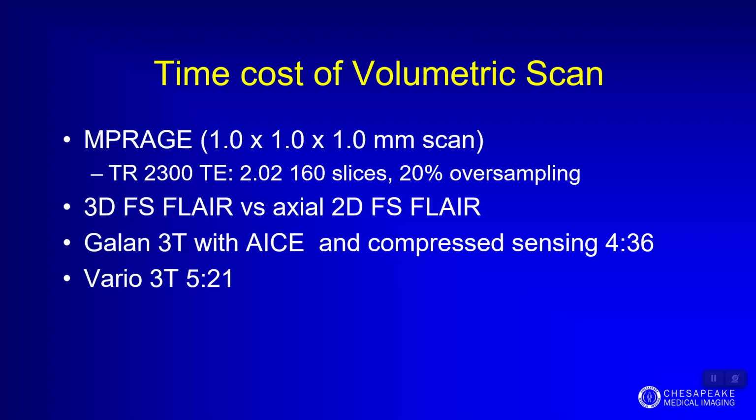An MP range sequence at a 1 millimeter volume can take between 4 and 5 minutes depending on your scanner and what other advanced software features you have, such as ACE or compressed sensing algorithms. Another option is to use 3D FLAIR techniques for your white matter burden versus axial 2D techniques, which would be faster but do not offer as accurate information on lesion number.